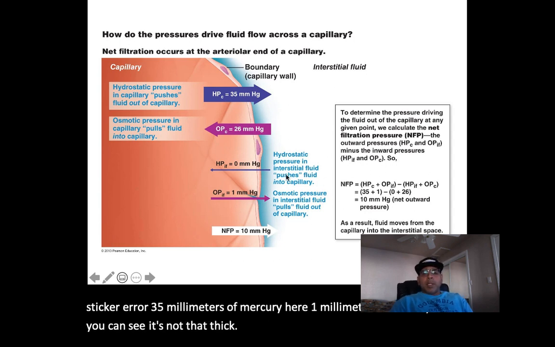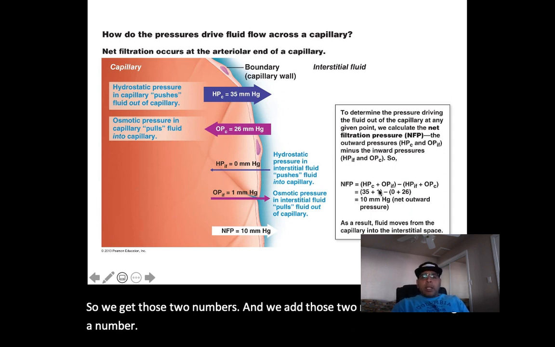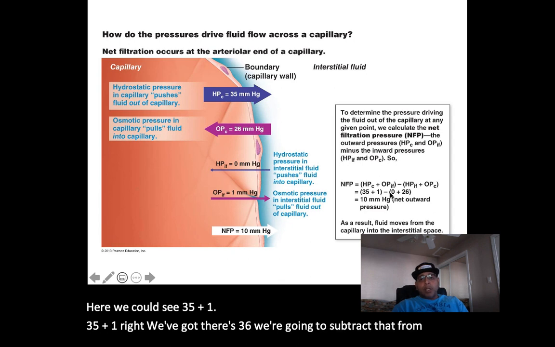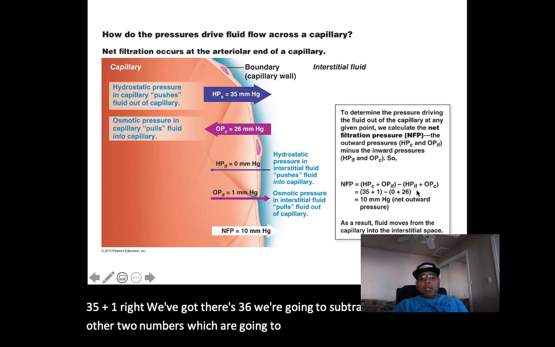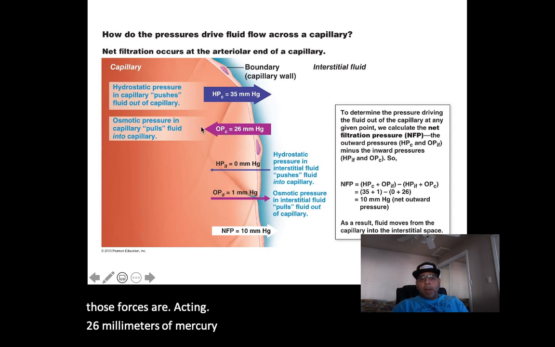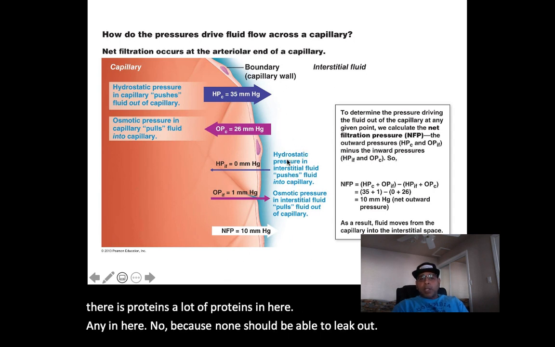So we get those two numbers and we add them. Here we could see 35 plus 1, we've got 36. We're going to subtract that from the other two numbers, which are now the hydrostatic pressure of the interstitial fluid and the oncotic pressure of the capillary. Again, look at the way those forces are acting. 26 millimeters of mercury of oncotic pressure in the capillary. Why? Because there's a lot of proteins in here. Any in here? No, because none should be able to leak out. So we have zero pressure here.